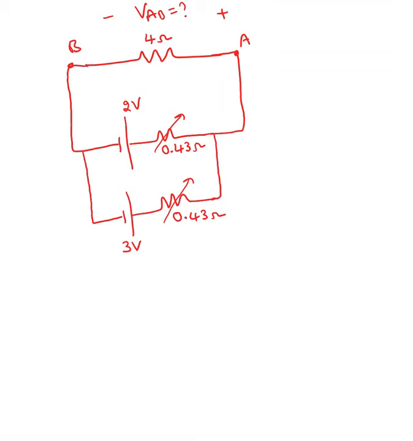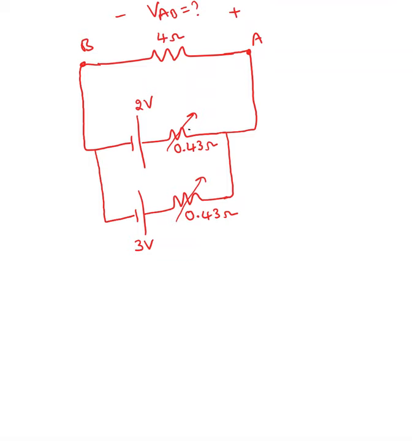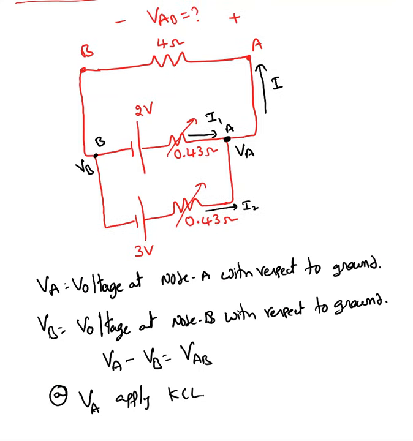Now we know there are two sources, so I'm assuming this source is supplying a current of I1 and this source is supplying a current of I2. And I'm assuming this current equal to I. So if I apply KCL at this node, let me say VA is the voltage at this node with respect to the ground.